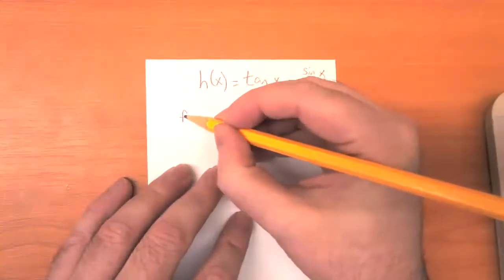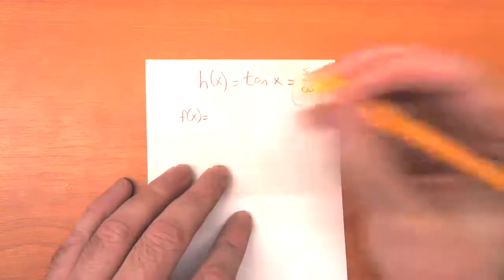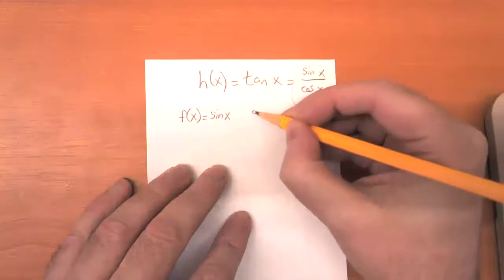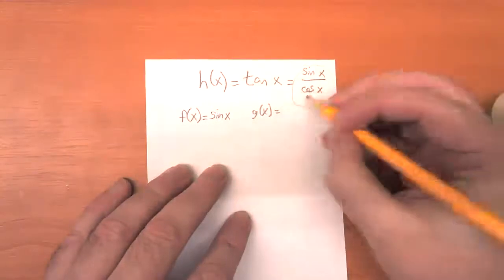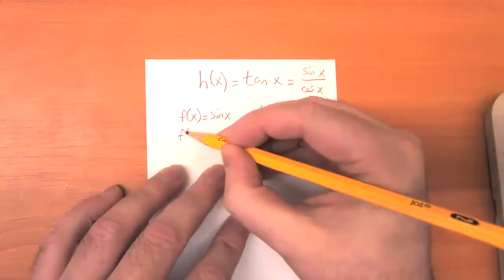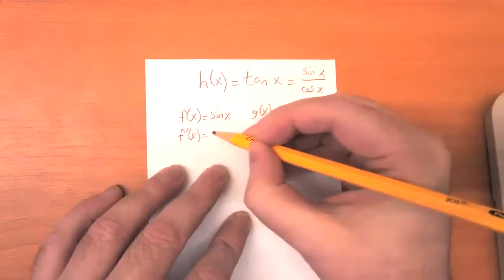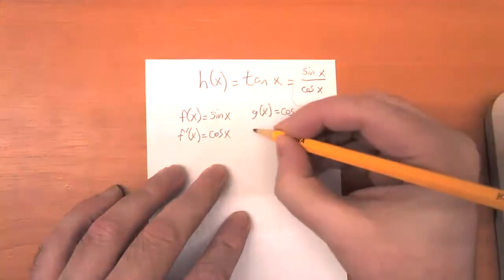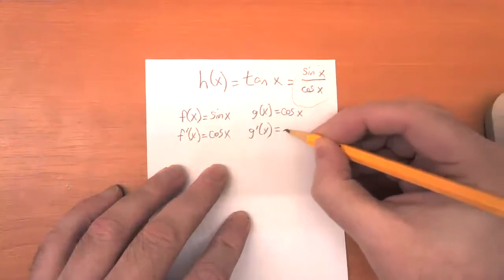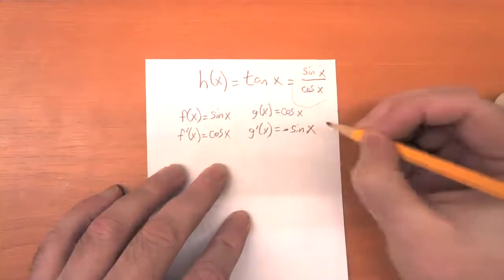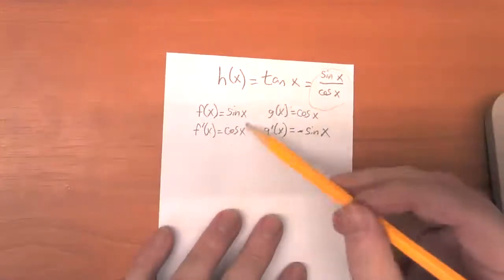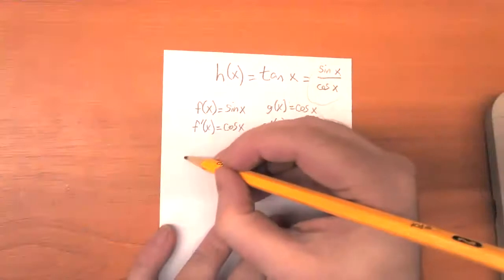All right, so I'm going to do it just like I did in the last video. f of x is my numerator function, which is sine of x. g of x is my denominator function, which is cosine of x. I remember the derivative of sine is cosine, and the derivative of cosine is negative sine. Okay, so that's enough information for me to plug these values into the quotient rule.